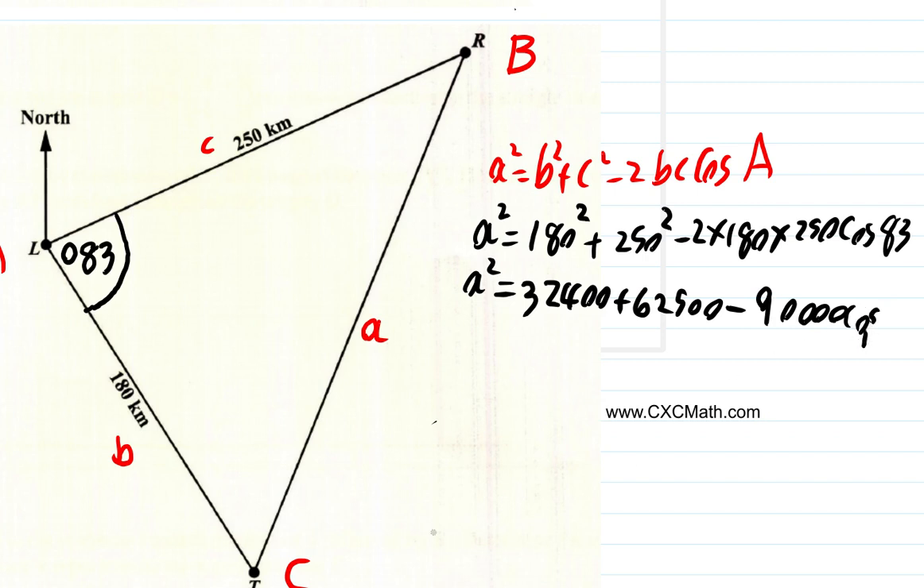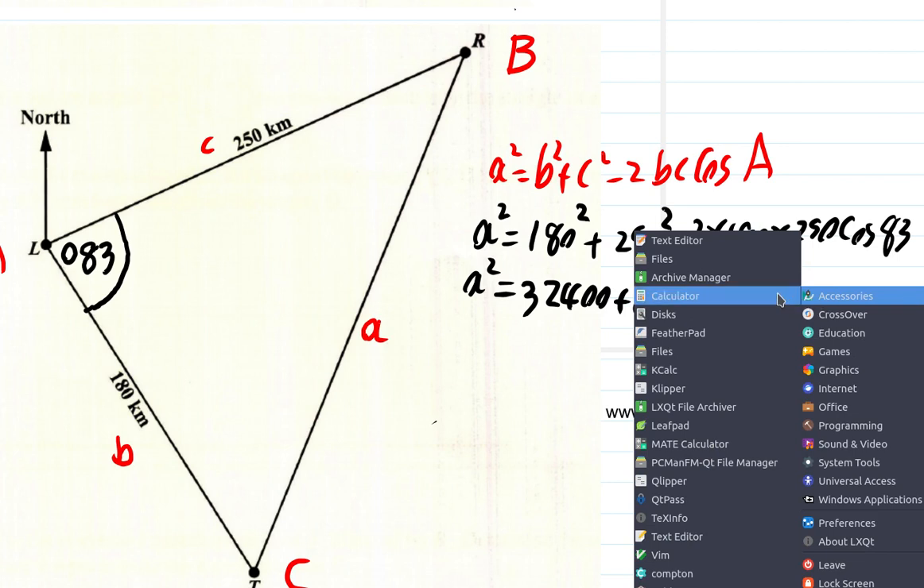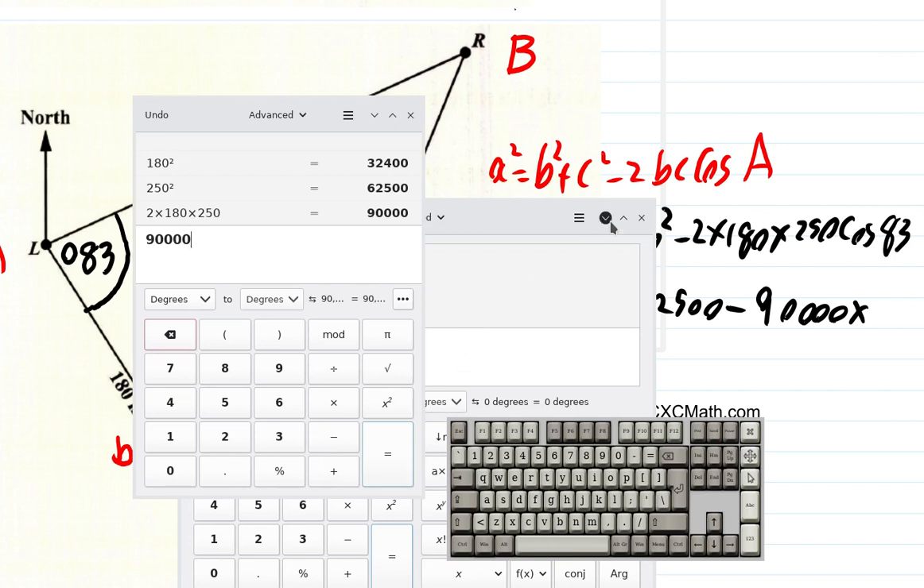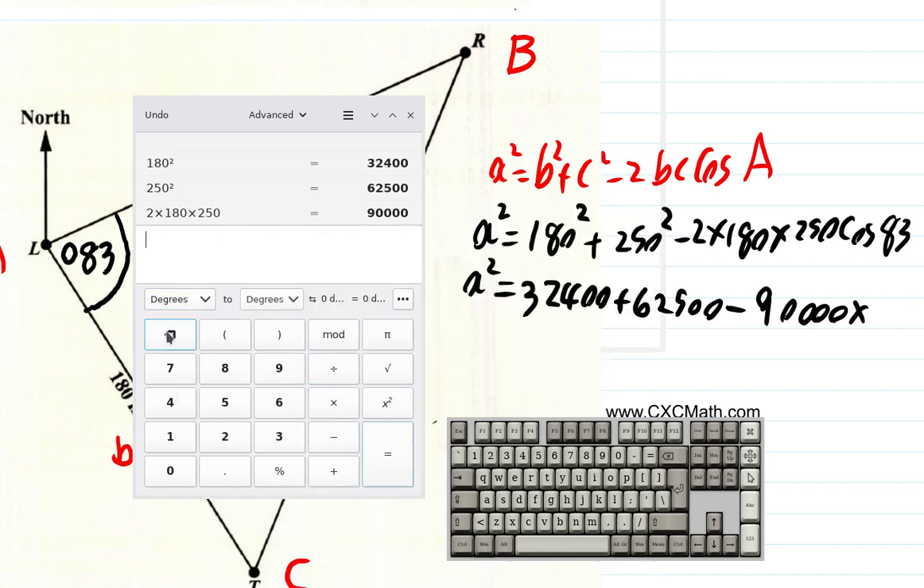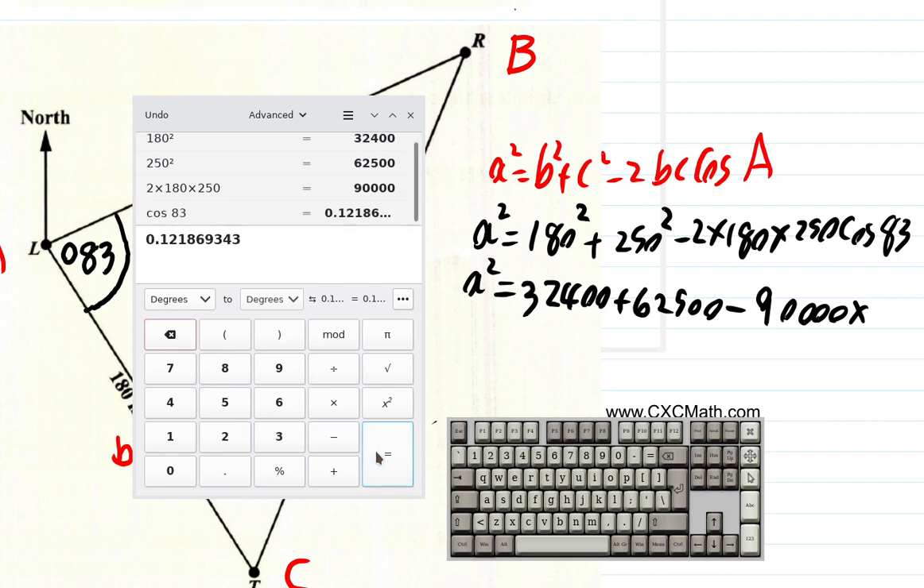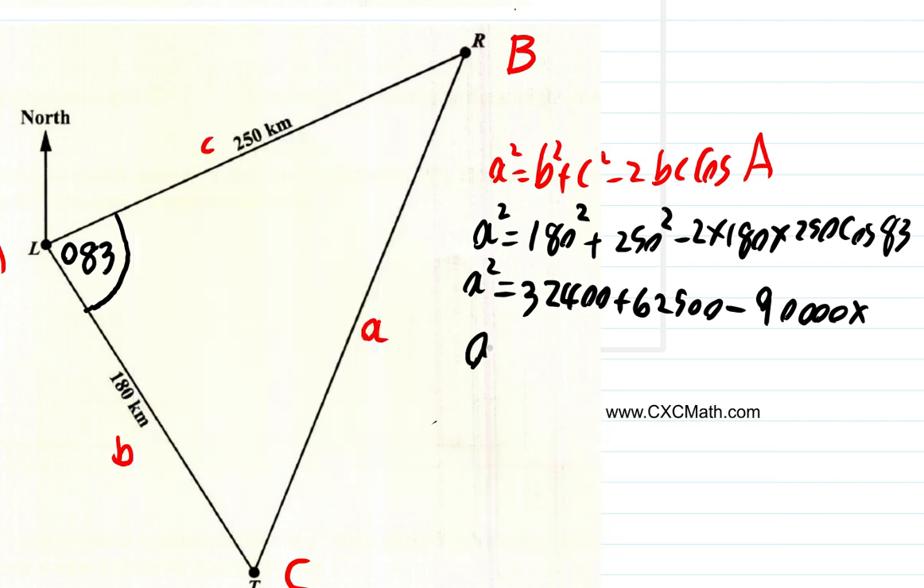90,000 cos 83. You might as well just calculate the cosine of 83 from now. So let's just do that. I have my calculator in degrees. Cosine of 83 equals 0.121 or 0.122 when you round it off. So 0.122.